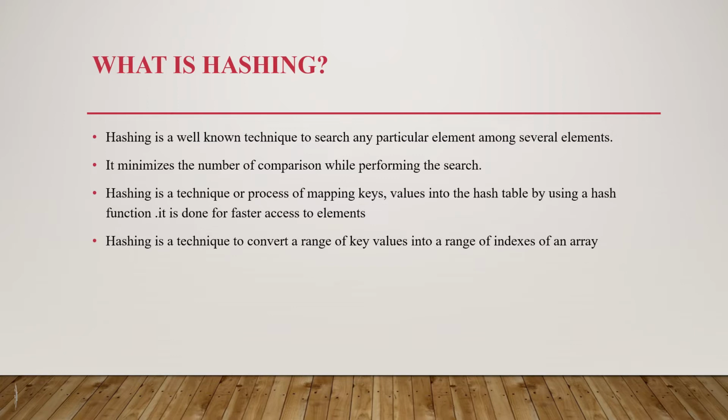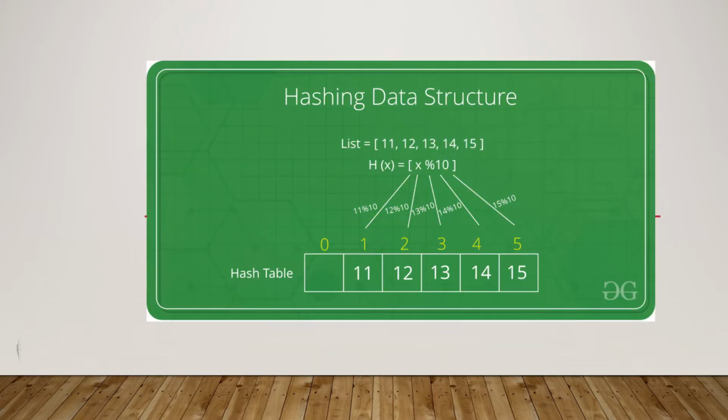Hashing is a technique to convert a range of key values into a range of indexes of an array. Let a hash function h(x) map the value x at the index x mod 10 in an array. For example, if the list of values is 11, 12, 13, 14 and 15, they will be stored at positions 1, 2, 3, 4 and 5 in the array or hash table respectively.